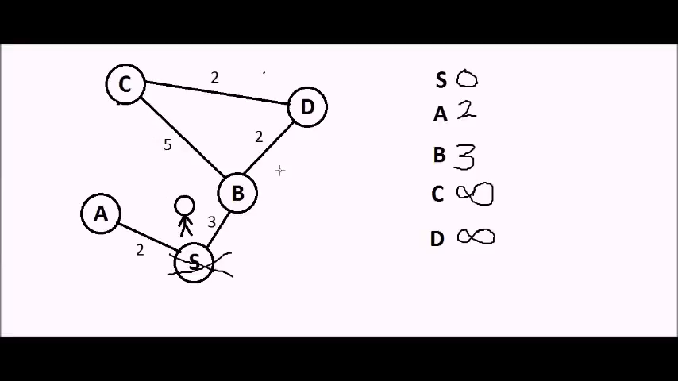So now what do? We're going to choose a new node to visit. And the node we're going to choose is the one that we haven't visited yet with the shortest distance so far.